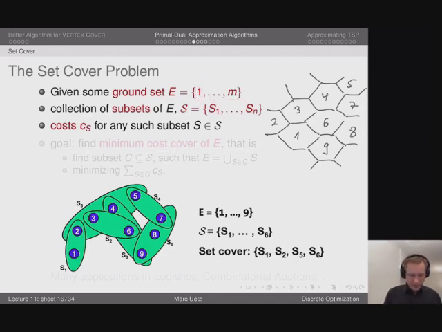So if you look down here in blue, these blue dots would be the elements that need to be covered. And in green, you would have subsets that you can use in order to cover these elements. So this is a subset. S1 is a subset that covers elements 1 and 2. S5 is a subset that covers elements 2, 3, 4, and 5.